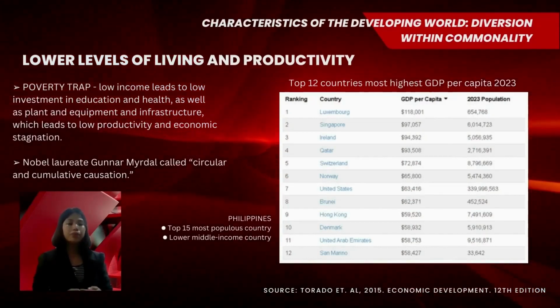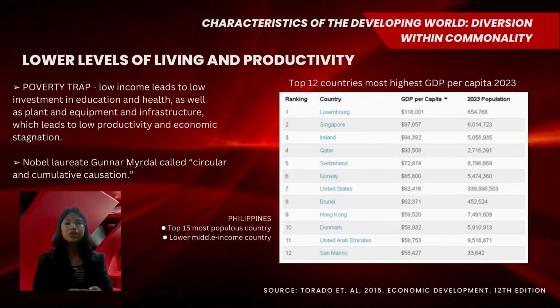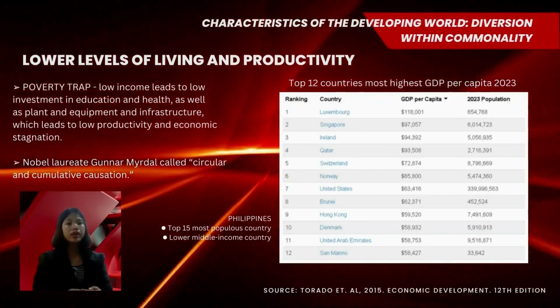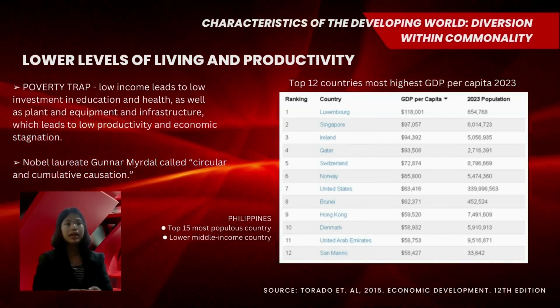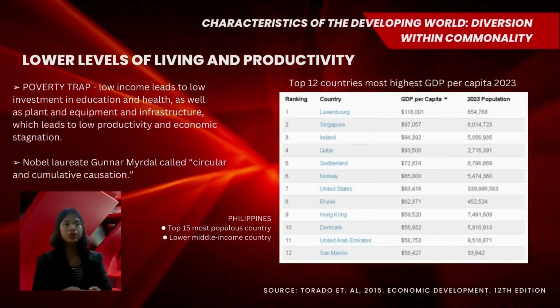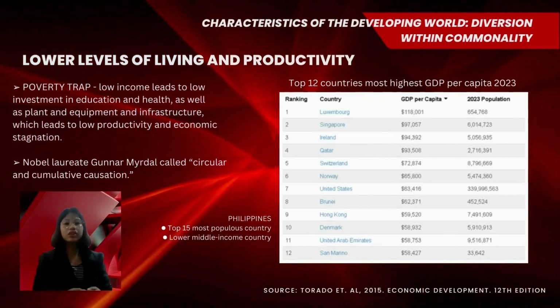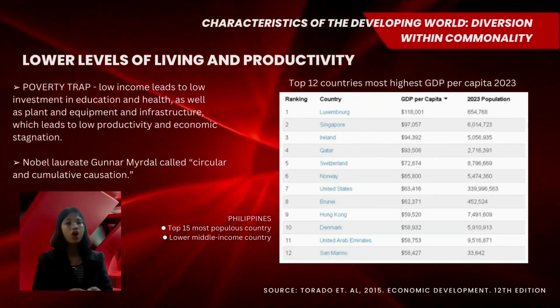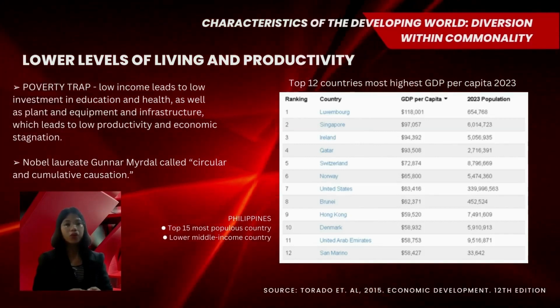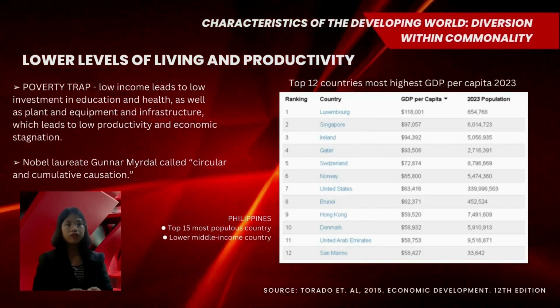First characteristic, lower levels of living and productivity. In fact, at very low income levels, a vicious circle may form, in which low income leads to low investment in education and health, as well as plant and equipment and infrastructure, which leads to low productivity and economic stagnation. This is known as a poverty trap, or what Nobel laureate Gunnar Myrdal called circular and cumulative causation.